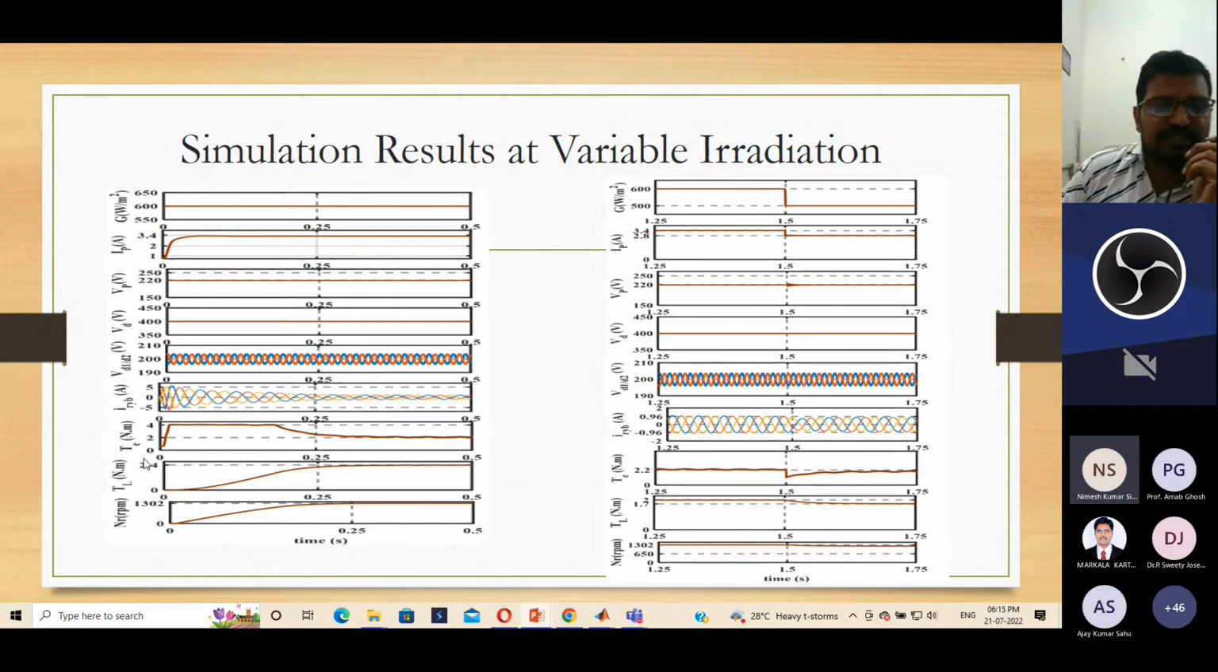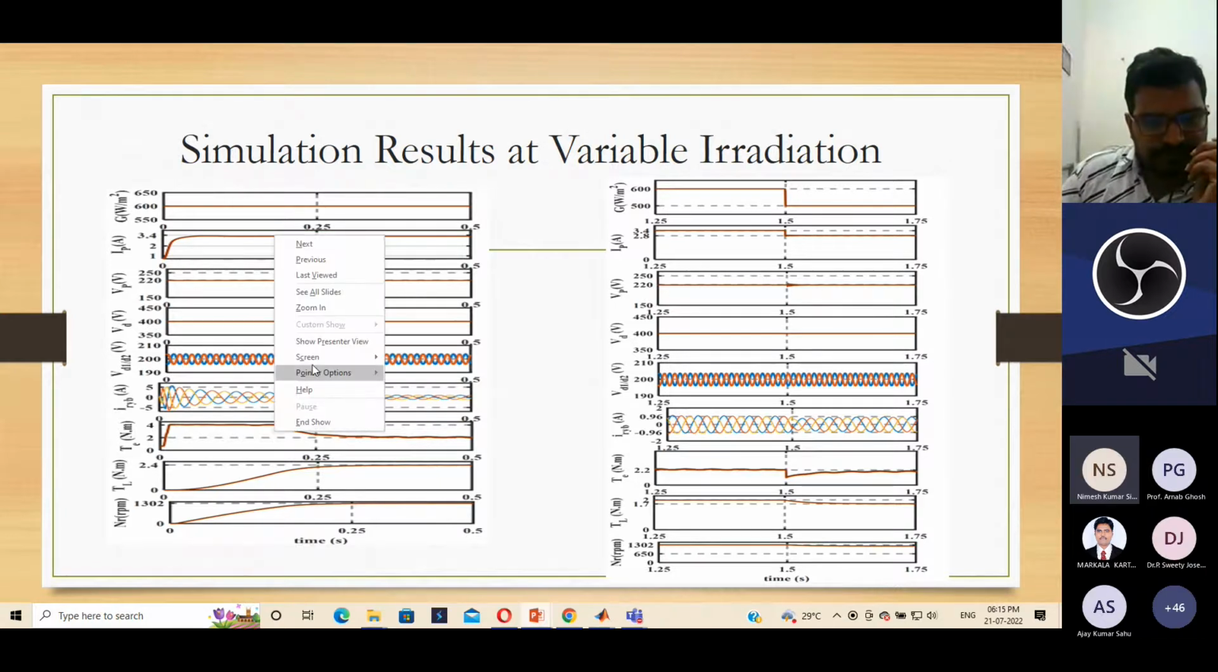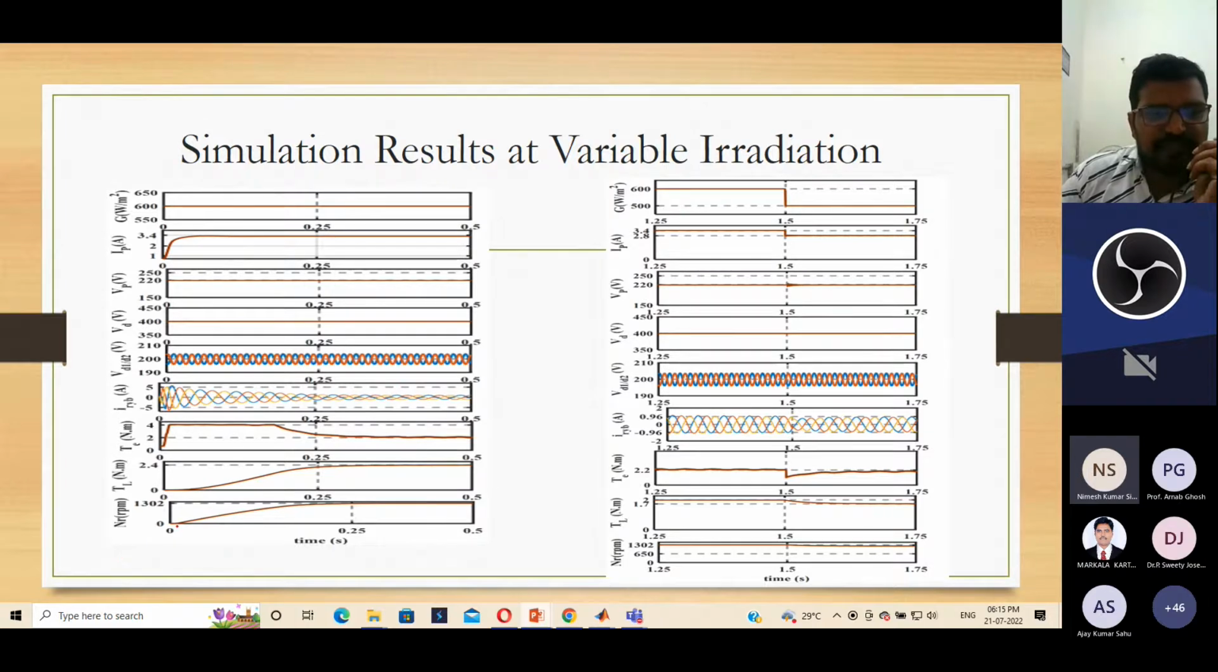For the load torque, we have considered a pump load condition, where you know the load torque is proportional to the square of the speed. So TL is nothing but K times omega squared. Here the corresponding speed is achieved at 1300 RPM. This is only for the starting condition of 600 watts per meter square. These are the results we have got.